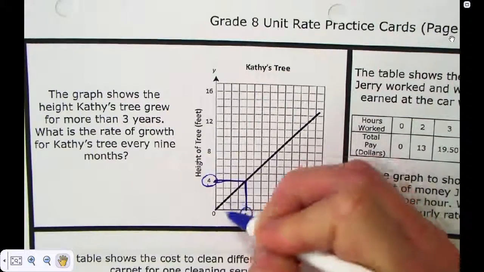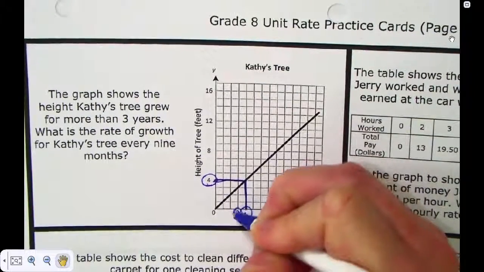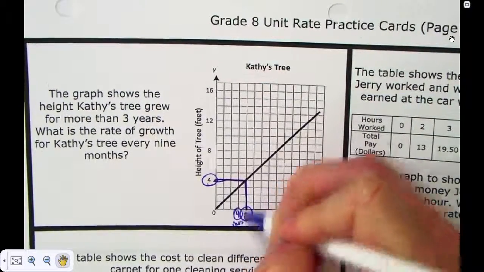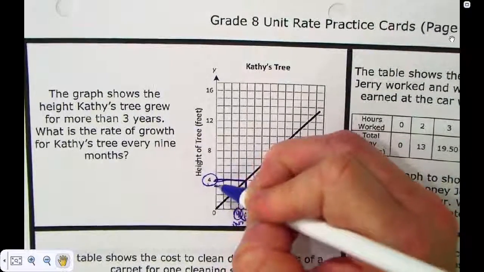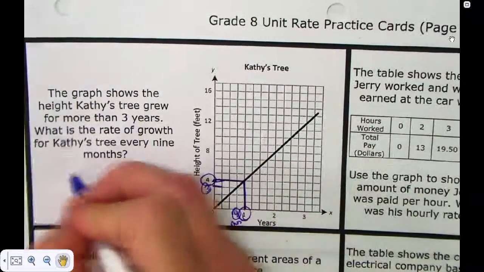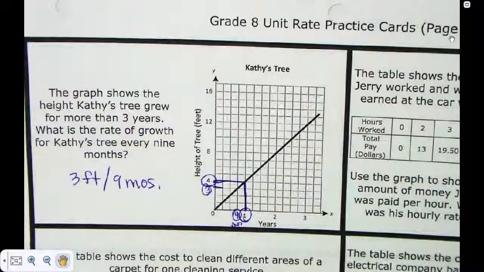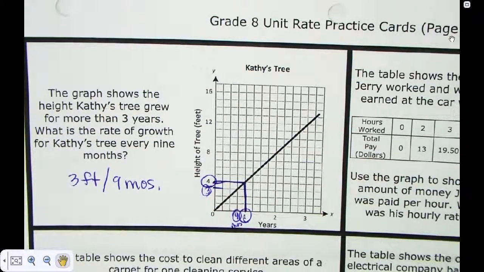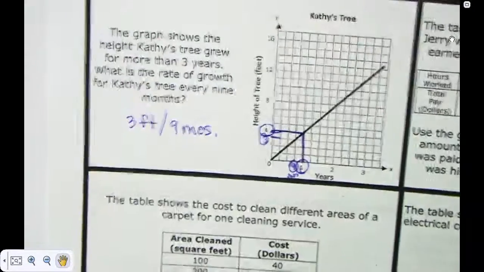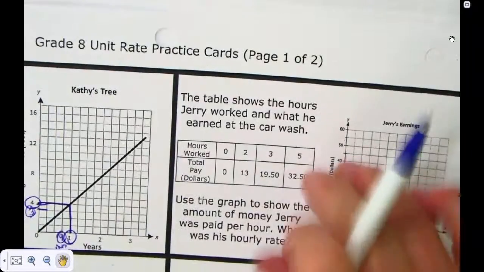So this would be 9 months right there, huh? So that is what? 3. So 3 feet per 9 months. Now that's not the unit rate. They just want us to be able to read a graph. Okay, look at the bottom. No, I'm sorry. Let's look over here first.